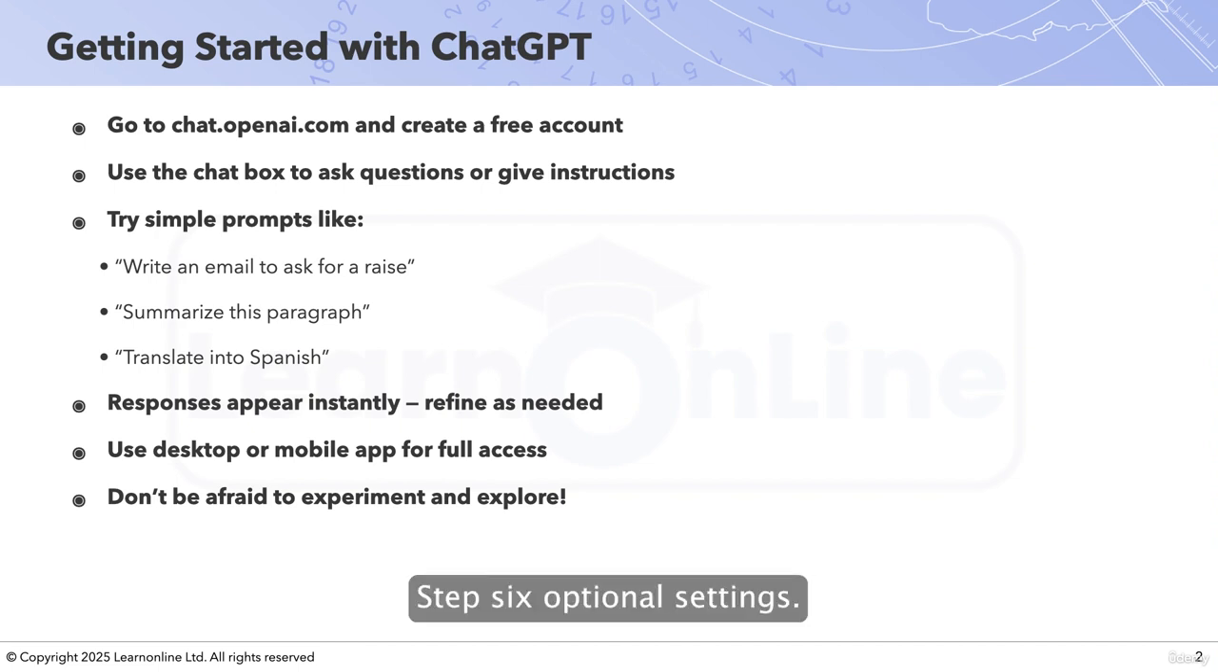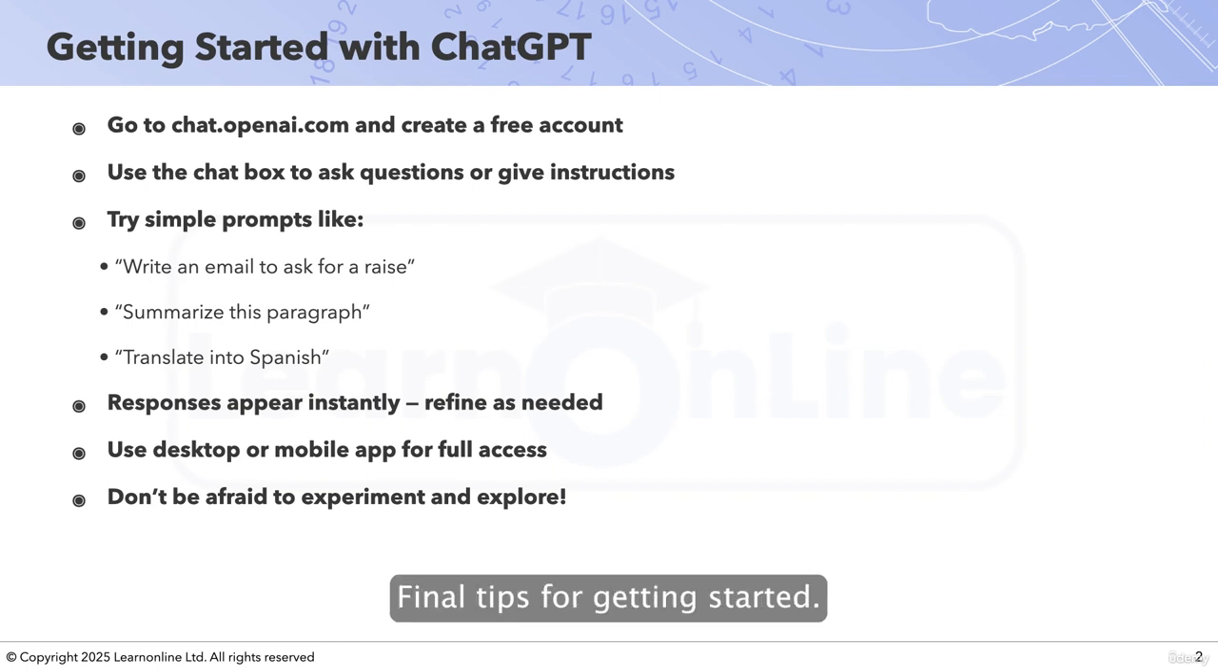Step 6. Optional settings. If you go into Settings, you can switch between GPT 3.5 and GPT 4 if on the paid plan. Enable or disable history. See your plan and account info. Turn on custom instructions to personalize how ChatGPT responds. You don't need to change anything at the start, but it's helpful to know where to look if you want to customize your experience later.